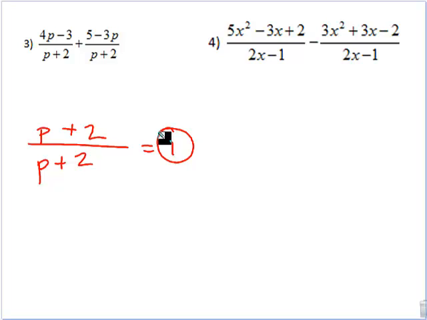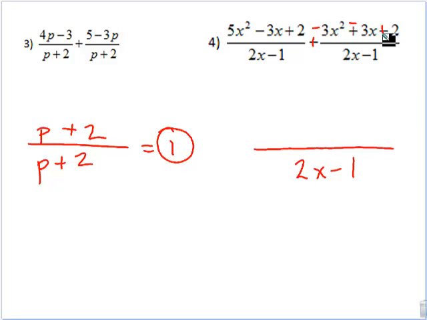5x squared minus 3x plus 2 all over 2x minus 1 minus 3x squared plus 3x minus 2 all over 2x minus 1. So denominators are the same. So what do we know the denominator is? 2x minus 1. What operation are we doing in between right now? We're subtracting. So perhaps we should change the opposite throughout so that we don't make some sign errors.